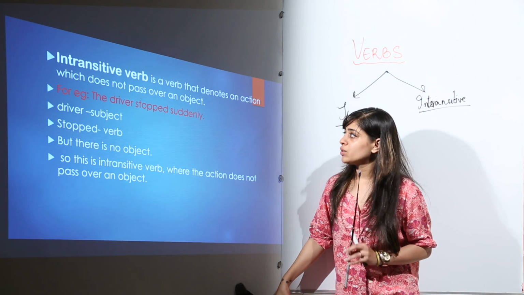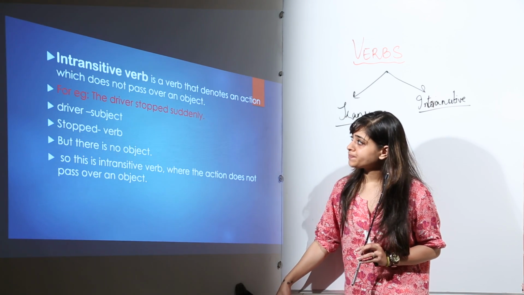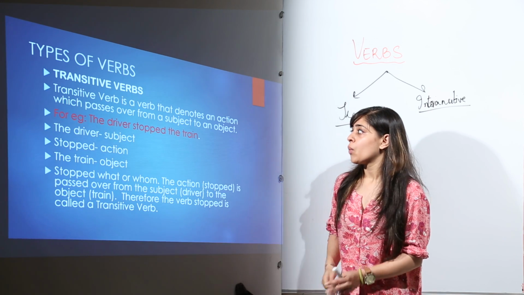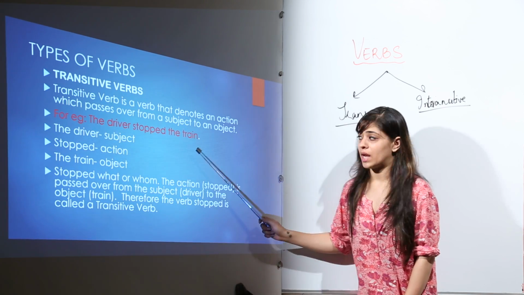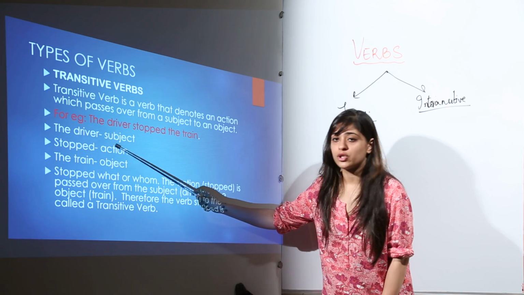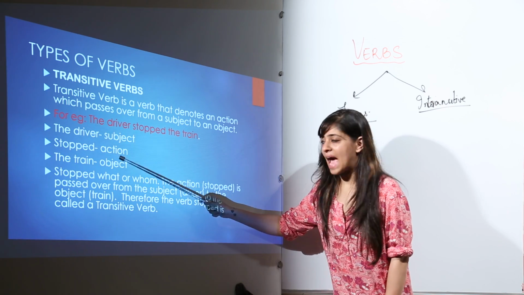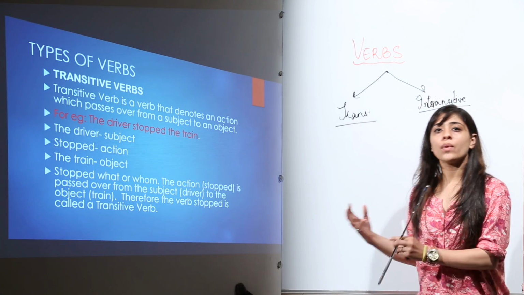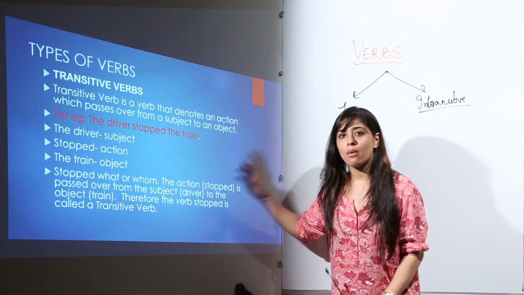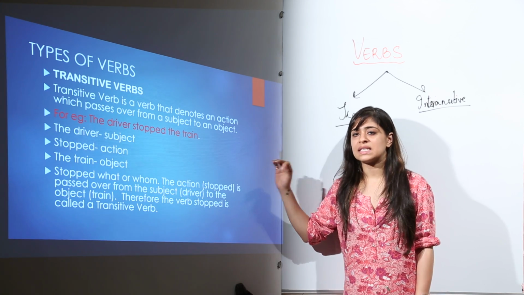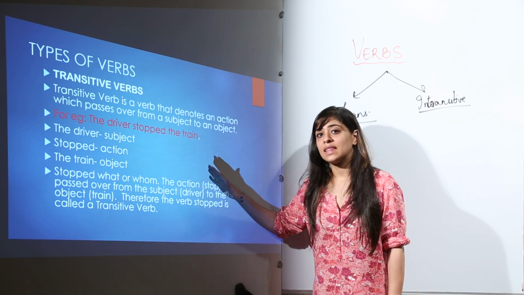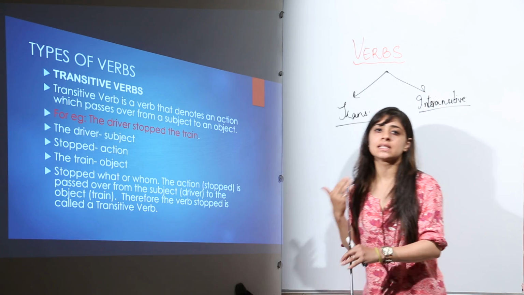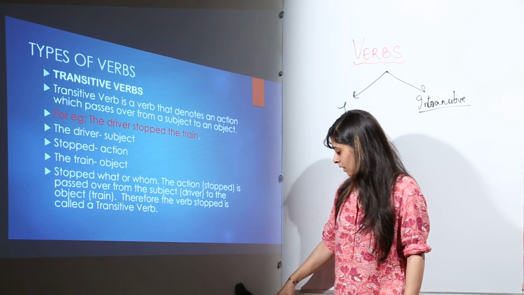Let's go back to the previous slide and understand the difference clearly. Here in this sentence, we had the driver stopped the train. The driver was the subject as usual, stopped the action, and here we had an object, the train. Whenever in a sentence we have an object, the verb followed by the object is a transitive verb.